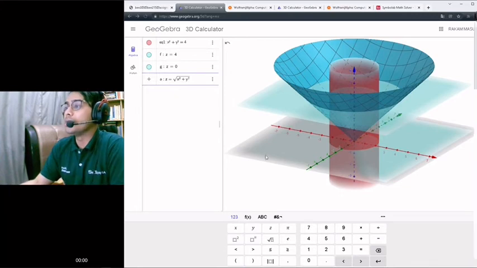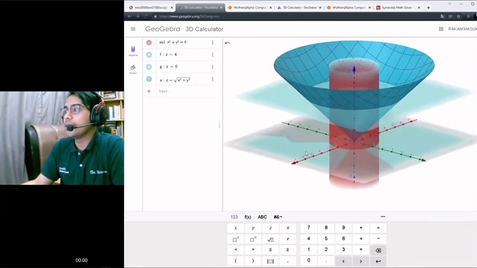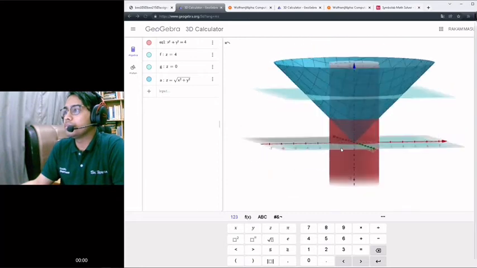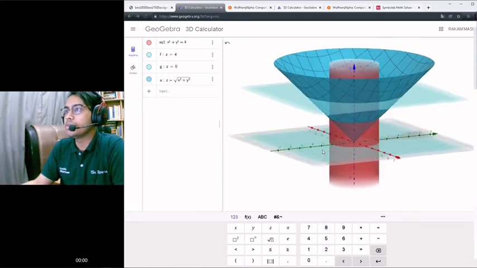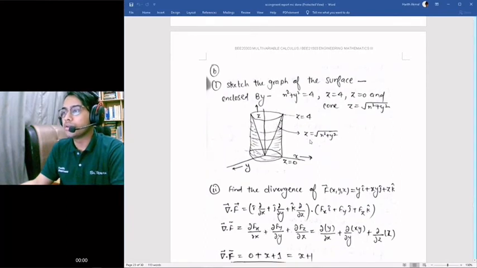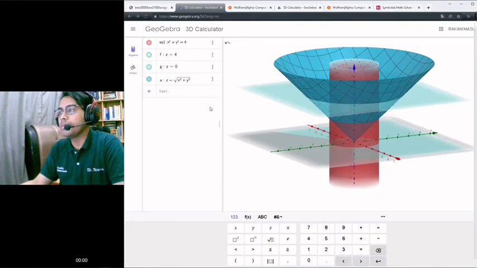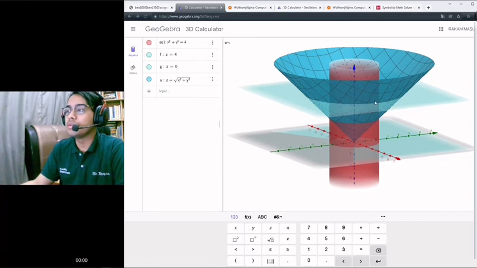Okay, now we can see the diagram, the figure of the answer, which is similar to what we drew. The z is 4, and this is the value of z, and z is 0. So with the same input, we have the same output.